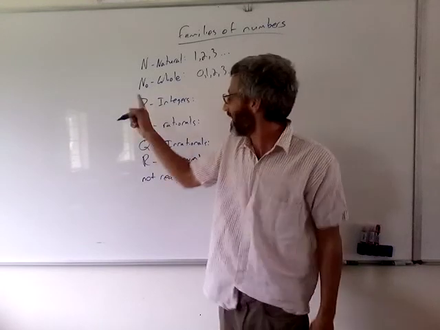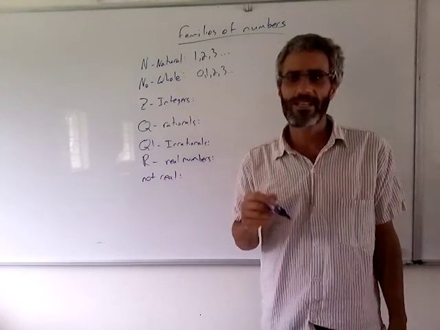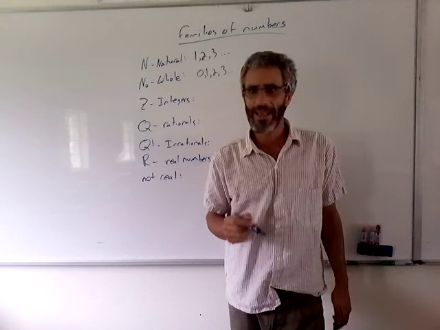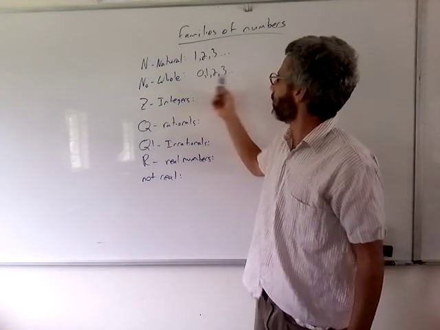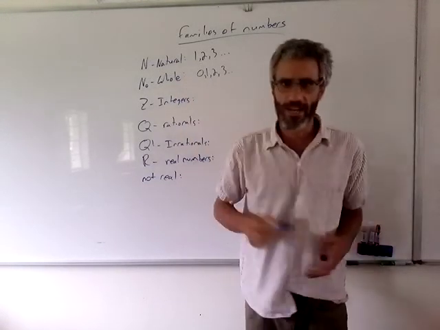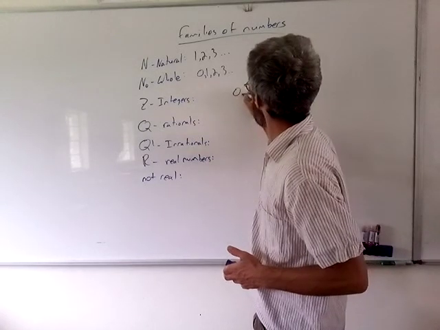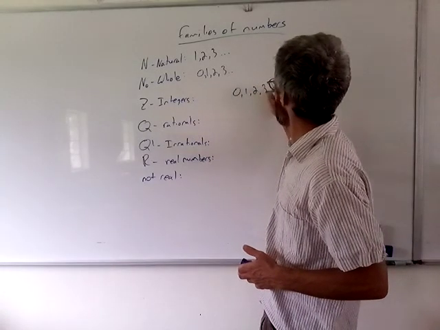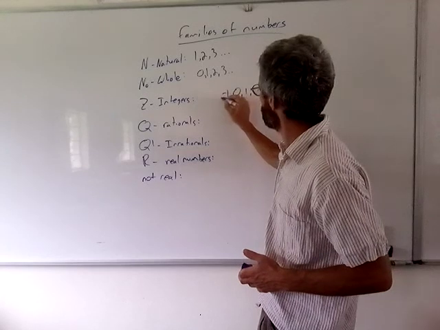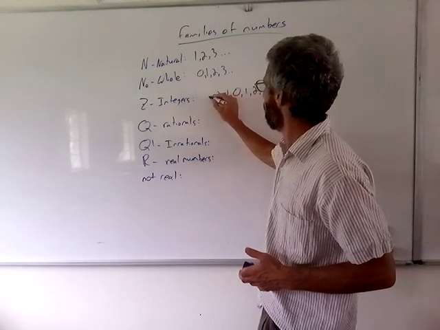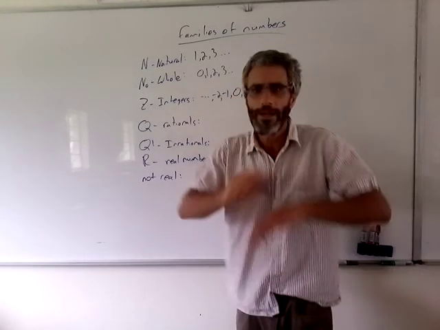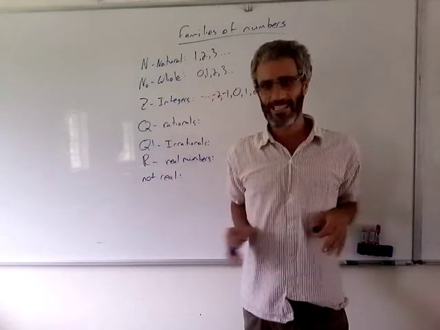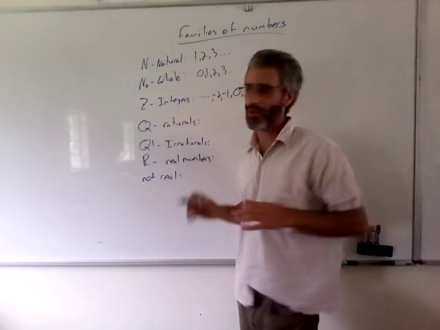Now, Z is the letter that we use for integers, okay? Integers is kind of like the whole numbers, but you add also the negative numbers. Okay, so we can have 0, 1, 2, 3, and so on and so on, but also -1, -2, -3, and so on and so on. These are what we call the integers. Okay, until here it's pretty easy.